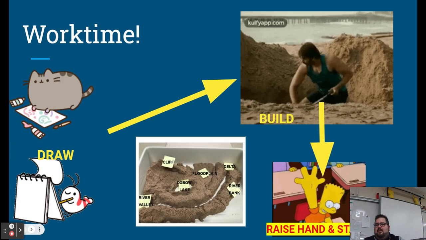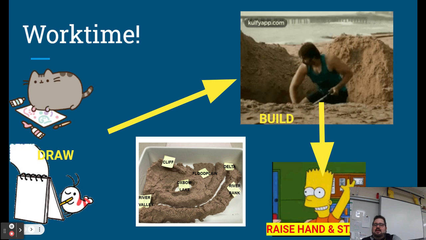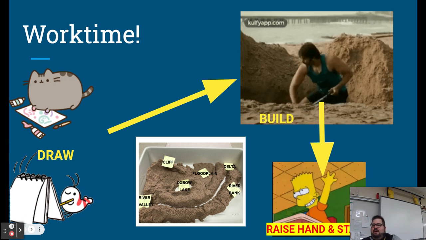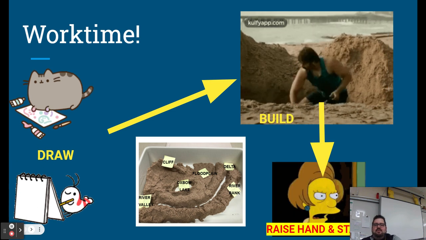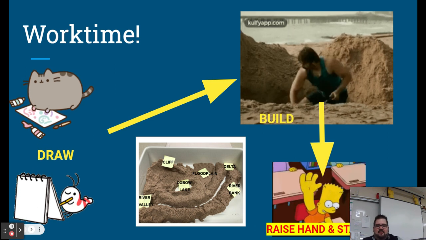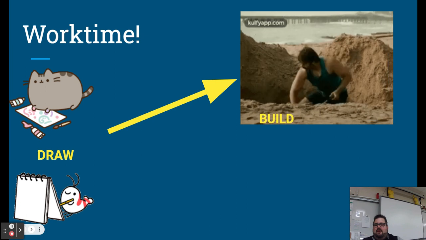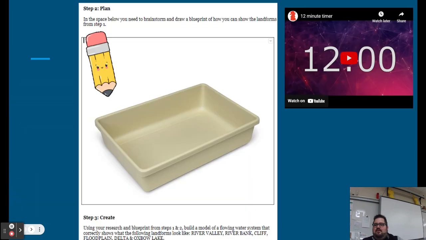I'll show you kind of a quick picture there. That is kind of what it's going to look like with your cliff and oxbow lake, floodplain, delta, riverbank, river valley, and so forth. So obviously you don't have the kinetic sand at home to work on those things. However, you could do the pre-lab questions and make your blueprint so you know how everything looks, and then we can always do the kinetic sand piece when you return.